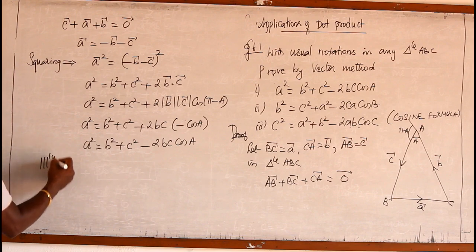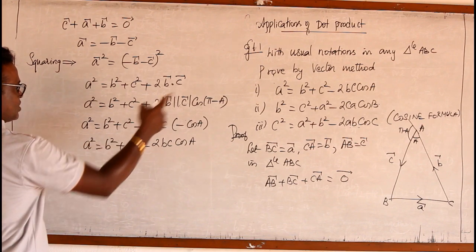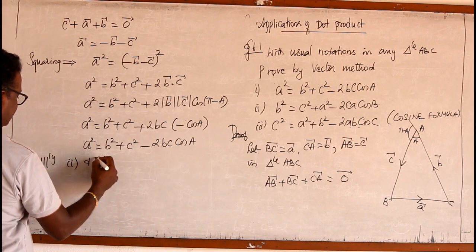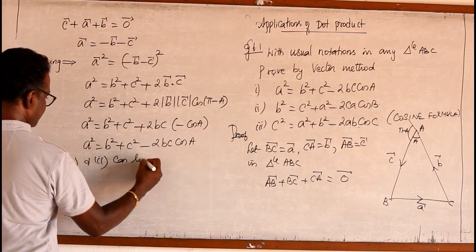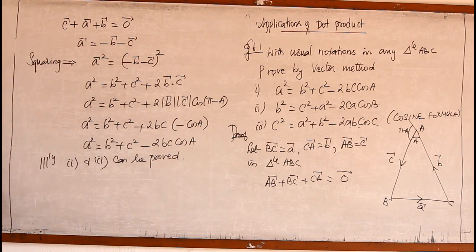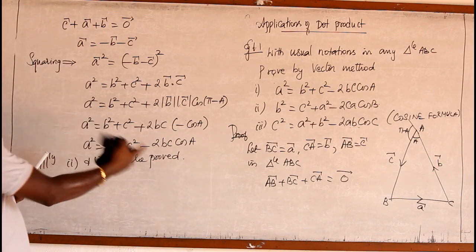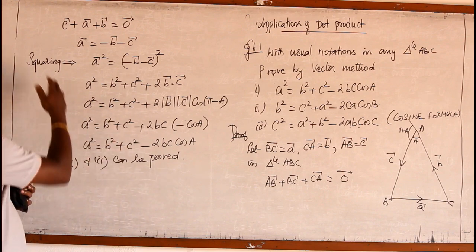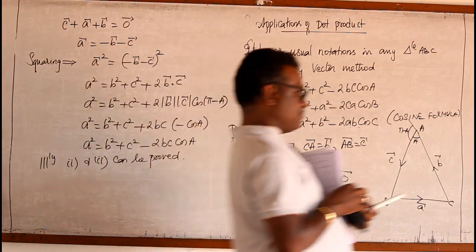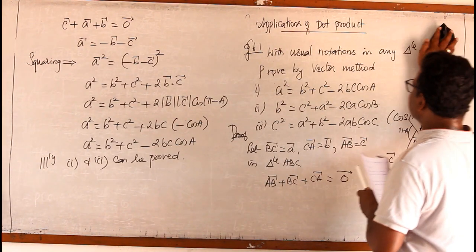Similarly, we proved the first one, isn't it? Similarly, I can prove the second and third. So this is the cosine formula. We can prove the cosine formula using vectors by taking a vector plus b vector plus c vector equal to 0 using the triangle property. Now we shall go for the next example.